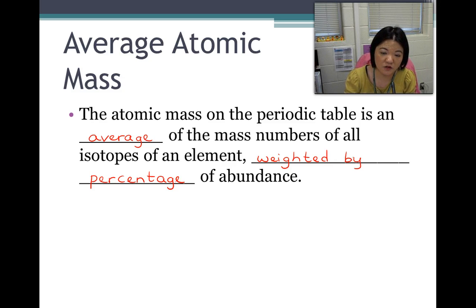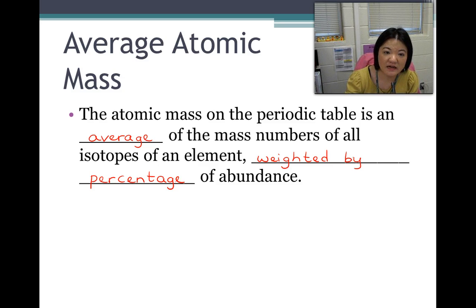Okay, so you should know by now that the isotopes of an element have different masses. Okay, so for example, with carbon-12 and carbon-14, we have some carbon atoms that have a mass of 12 and some carbon atoms that have a mass of 14. Okay, and what scientists have done is they took all the carbon that they found and figured out what percent is 12 and what percent is 14, and make that into an average weighted by the percent.